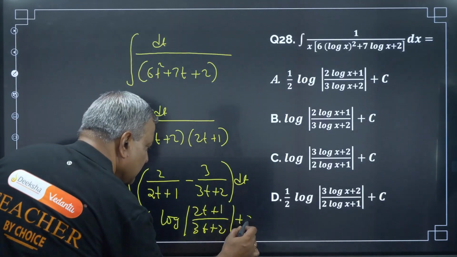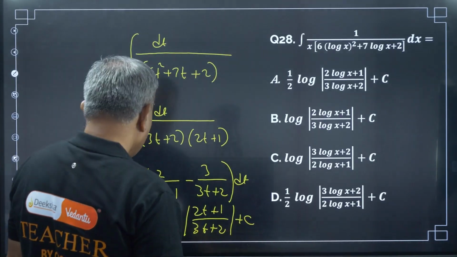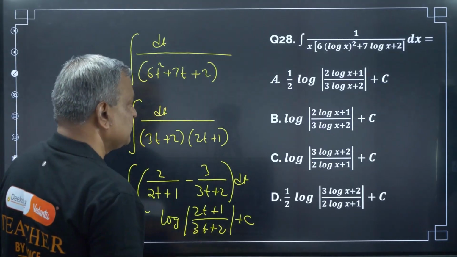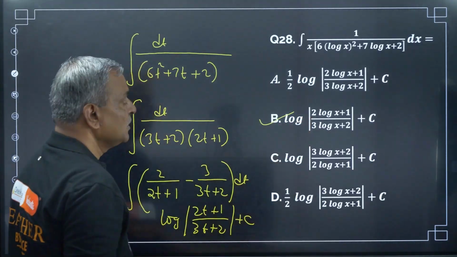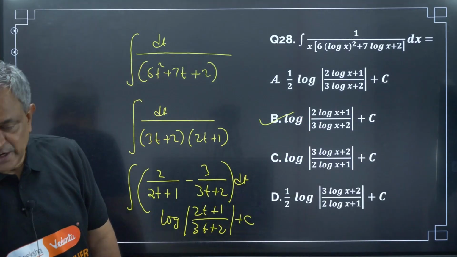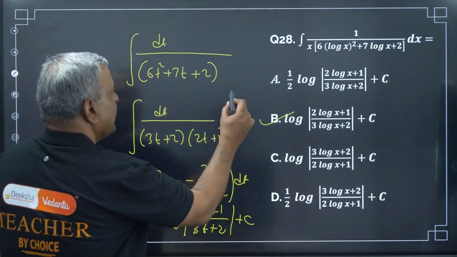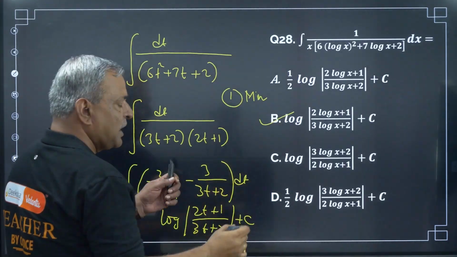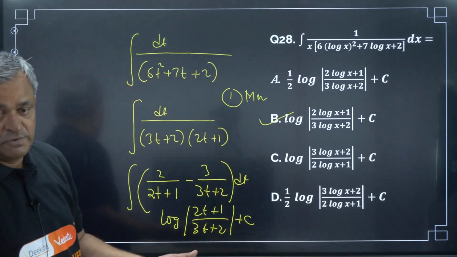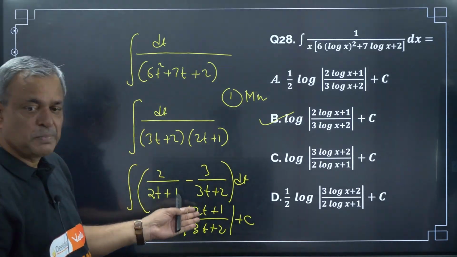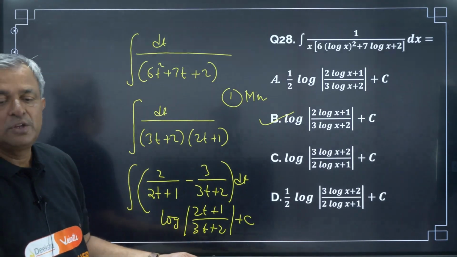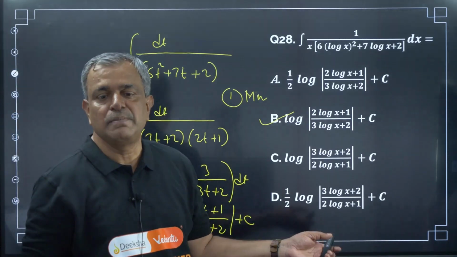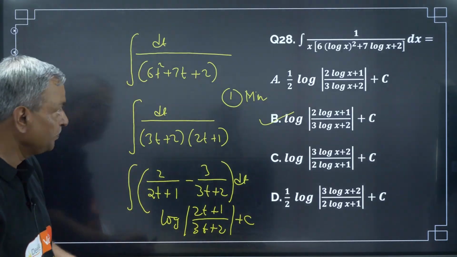What is t? t is log x. So option B is correct for 28. Of course, I allocate 1 minute for it. Why? Because you have to do partial fractions and all. If you remember, as I did partial fractions, then you will save time. Otherwise, within 1 minute, you can easily do it.